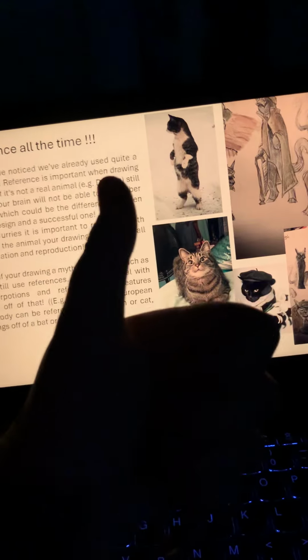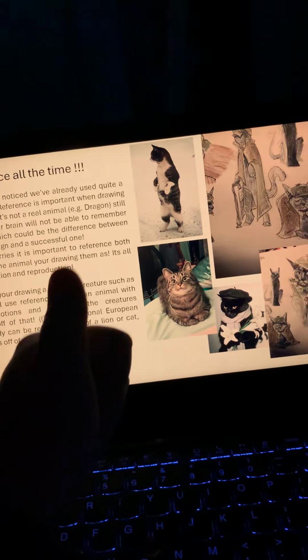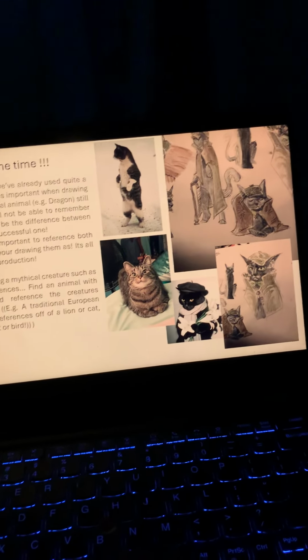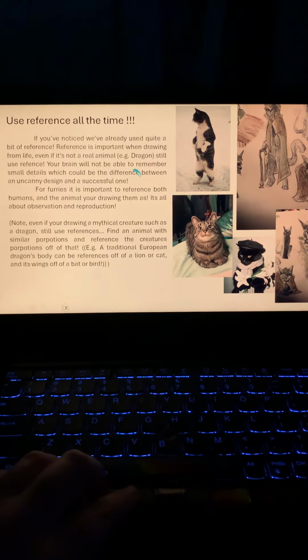So use reference, guys. It's very important, especially because it's animals and you may not be familiar with the animal you're drawing. So use reference, guys.